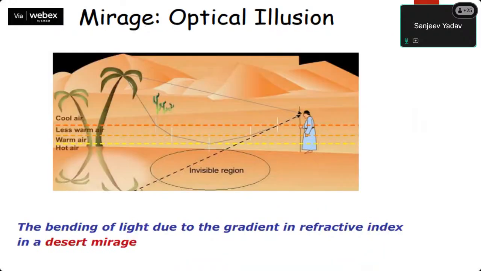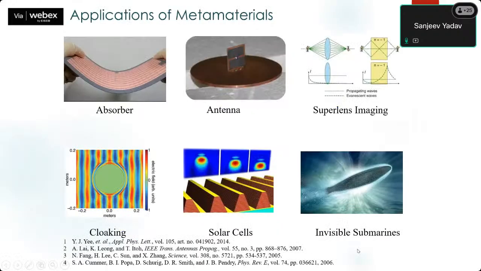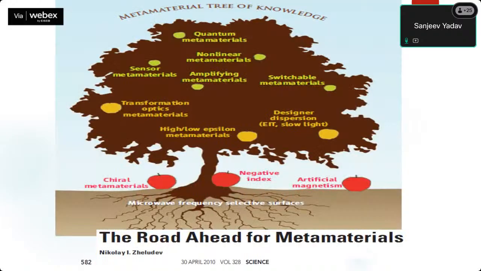Mirage, we have studied from our childhood how it happens: the bending of light due to the gradient in the refractive index. These are some more applications: absorbers, antennas, super lens imaging, cloaking, solar cells, invisible submarine. All those are examples of metamaterials. So there are so many areas to explore in these metamaterial things.